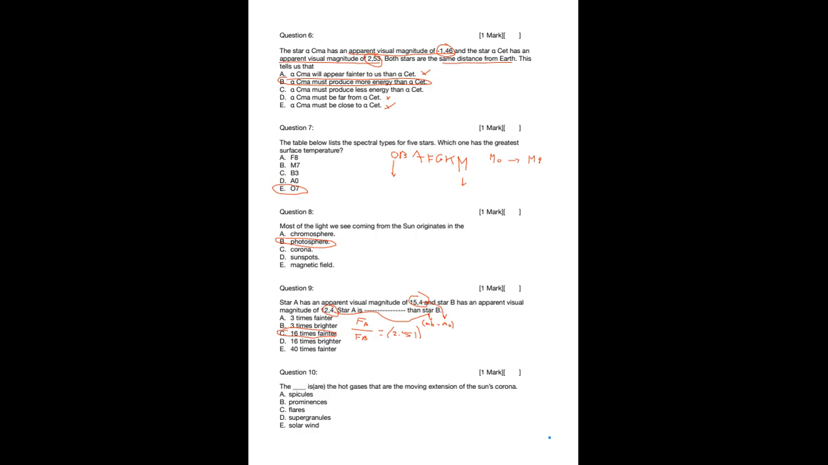So what would you say is the correct answer for question number 10? Yes, you are correct. Solar wind is the hot gases that are the moving extension of the sun's corona. Now, question number 11. When we say that gravitation is universal, we mean what?